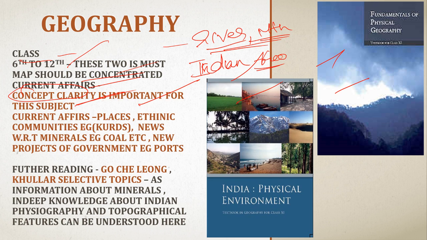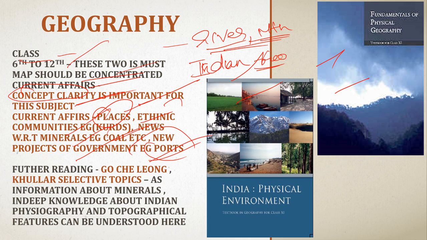Fine. And when it comes to current affairs for geography, you need to focus on the places which are in the news. That is, any important places which are frequently in the news, or even ethnic communities in the news. And you also get news with respect to minerals, coal, and many projects being taken up by the government with respect to ports, road infrastructure, and so on. So again, the newspaper is important.